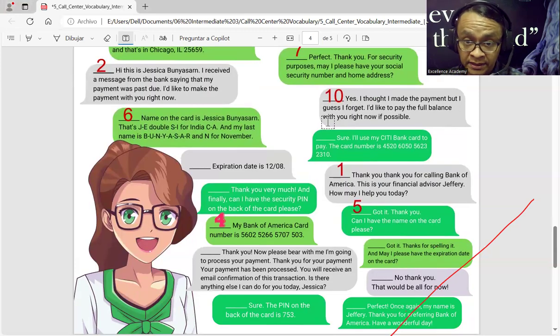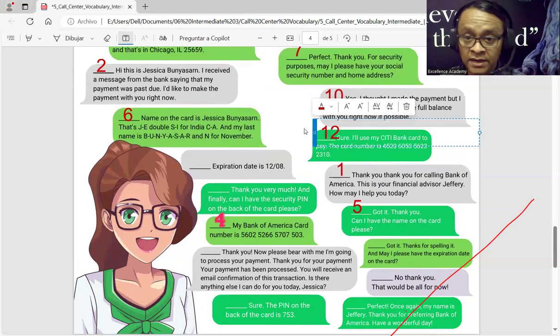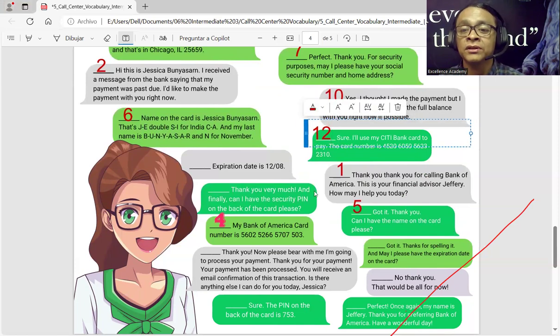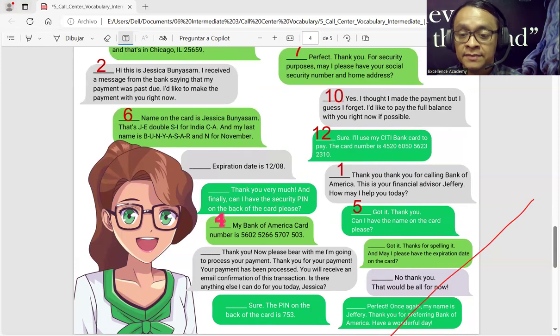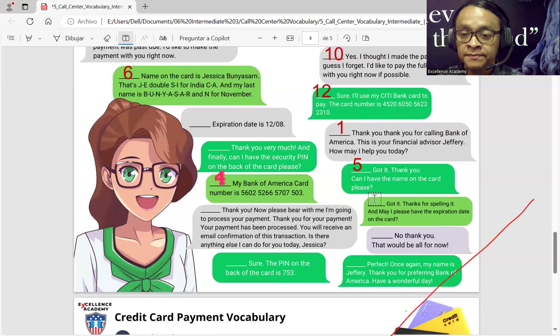We need to search for that in the document, which is going to be our next step. I think it's over here. Yes, 12. So the customer says, sure, I'll use my Citibank card to pay. The card number is 6050-5623-2310. And step 13 is down below here.